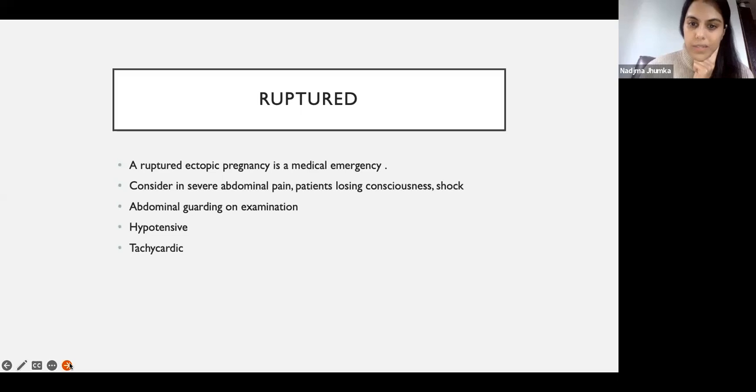So that's, like I said earlier, a ruptured ectopic is a medical emergency. Consider that in any woman that has severe abdominal pain, losing consciousness, is in shock. When you examine, you will get a lot of guarding. They'll be hypotensive, tachycardic, etc.